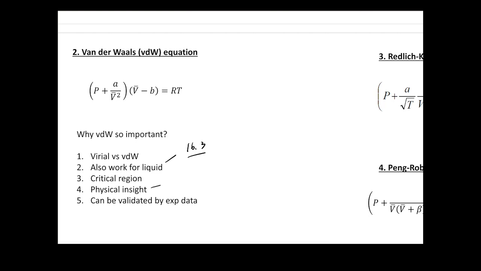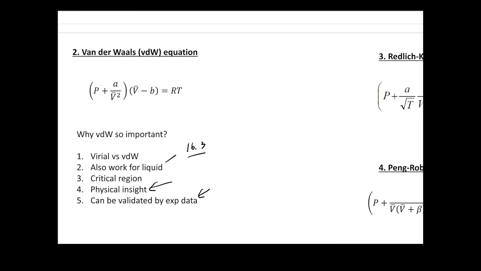And then it provides very simple parameters, and those parameters carry physical insights. For example, the a term is the internal pressure term, and b is the excluded volume. All of this brings you back to the microscopic reasoning about why we see these phenomena. And the very last one is that the van der Waals equation has been tested by so many people, and it can be validated by experimental results.